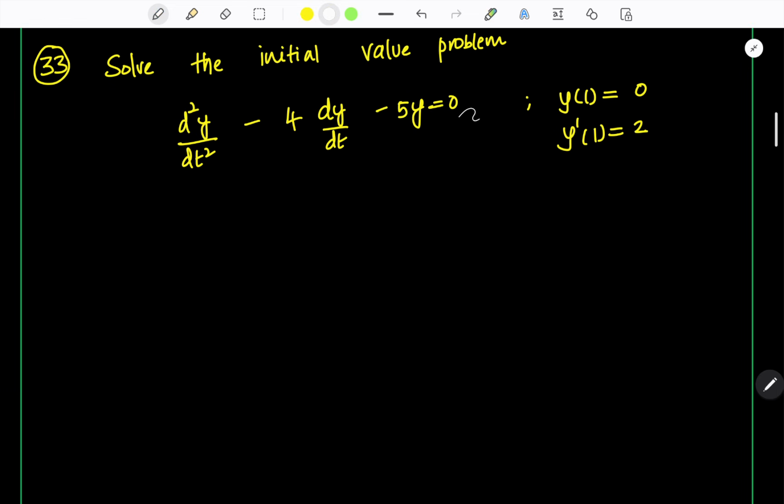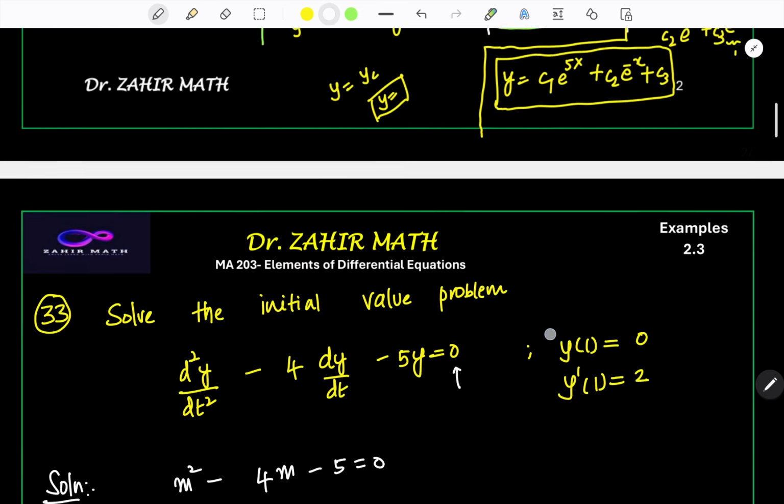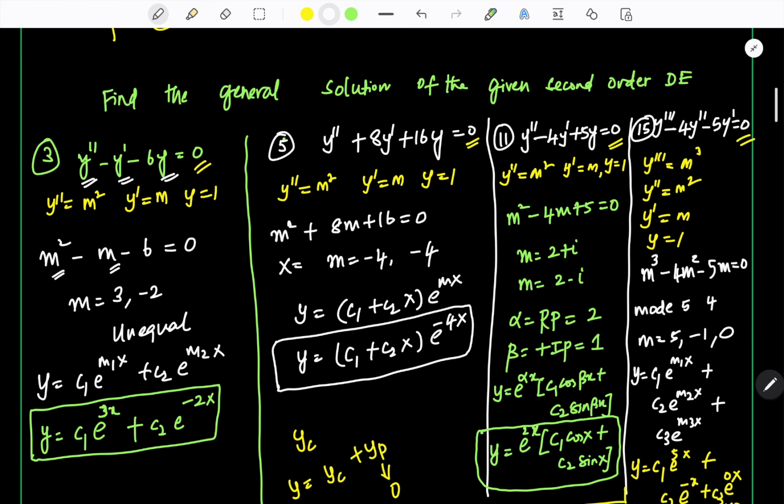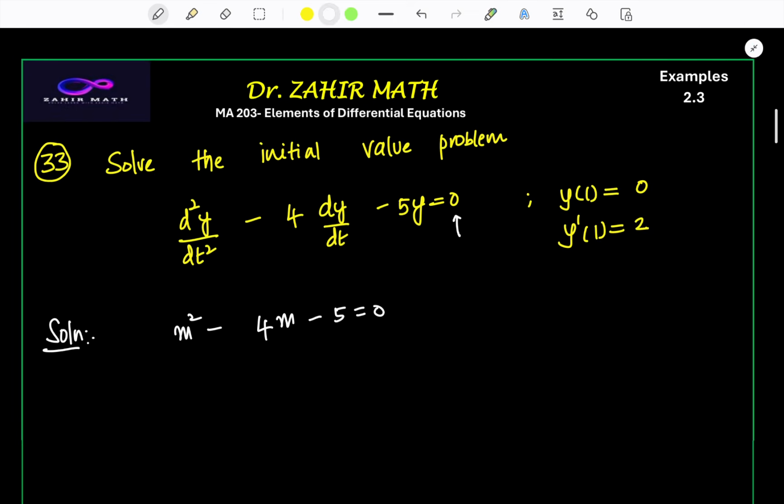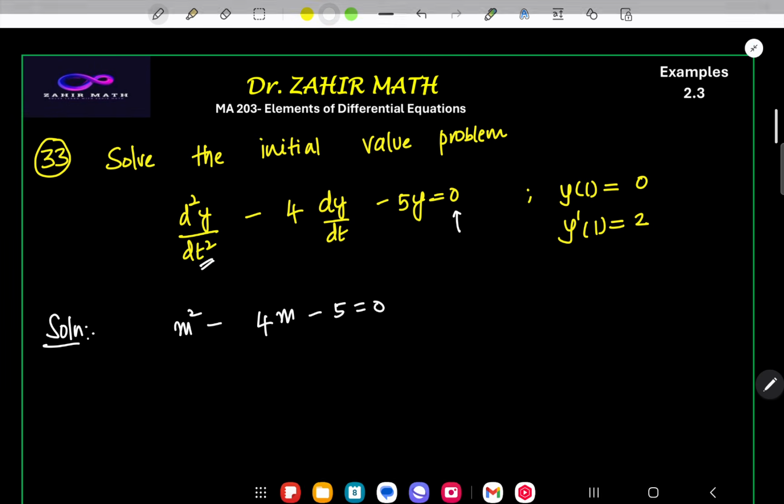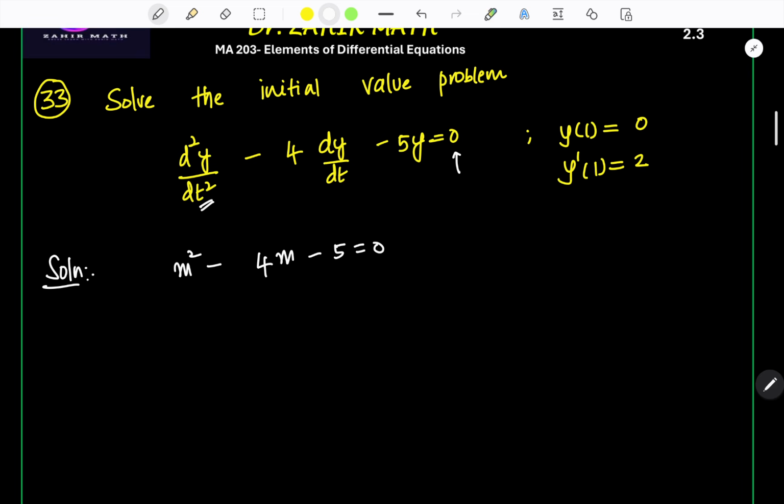Right. So this is also a homogeneous linear equation, because the right hand side is 0. So let's go to the solution, which is m square minus 4m minus 5 equal to 0. Look here, the equation is directly given as y double dash. We don't know whether y depends on x or on t, so without knowing, we keep x as the independent variable. But here it is very clearly given as t. So when you're writing the solution, you should be very careful and write it in terms of t.